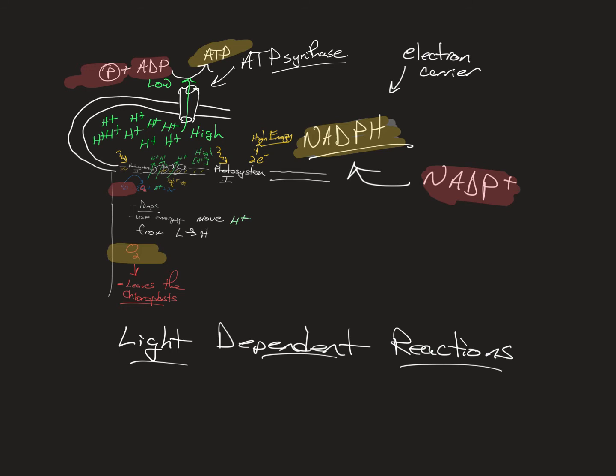And when there's no light, will there be more or less oxygen? Oxygen is a product. Oxygen is a product of the light-dependent reactions. It's yellow, not red on the board. It's a product of the light-dependent reactions.